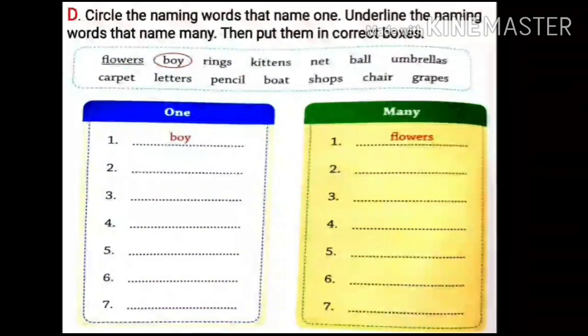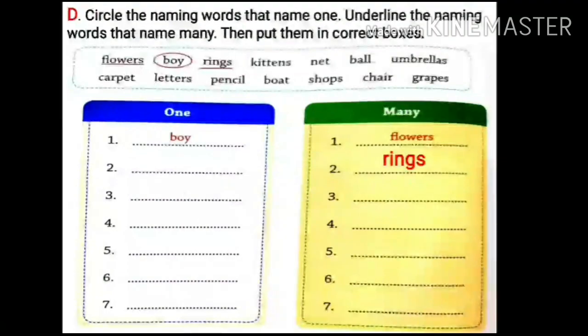Okay, let us see what is our next word. Rings. Now rings means many rings, right? So you are going to underline. Come on everyone, do in your book. And where you will write this? Column 1 or column 2? Yes, you are going to write it down under many. R-I-N-G-S, rings.